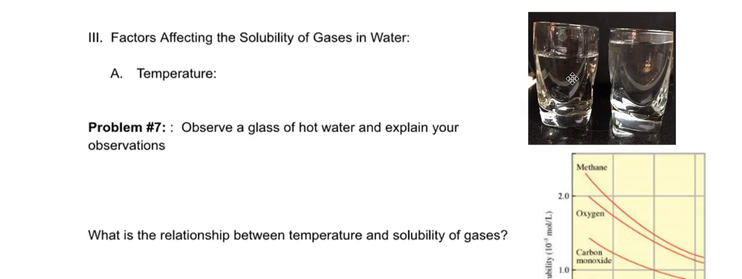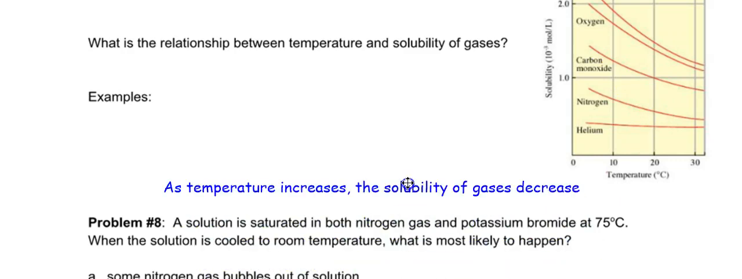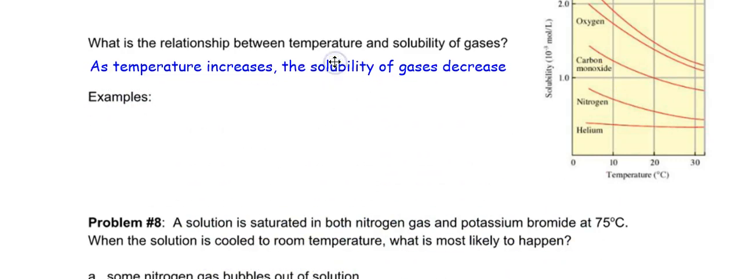So anyway, your hot water is cloudy. Why? Because of the gas bubbles that are coming out of solution. Let's check this out. Look at this graph over here. What is the relationship between temperature and solubility of gases? There is no exception to this, unlike your ionics. Every single one, as temperature goes up, solubility goes down. That's your relationship. It's an inverse relationship.